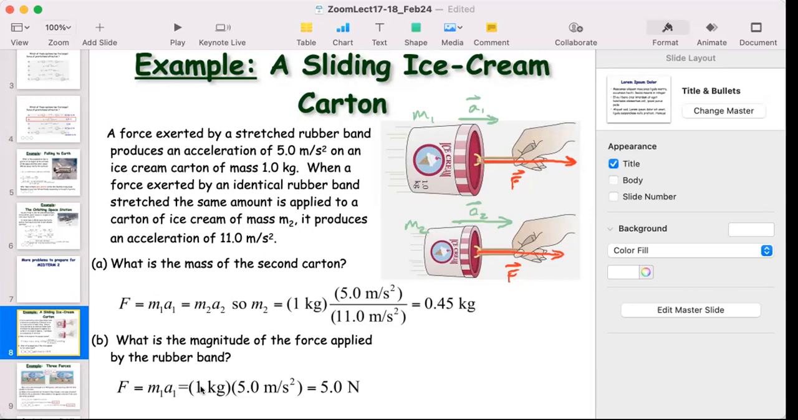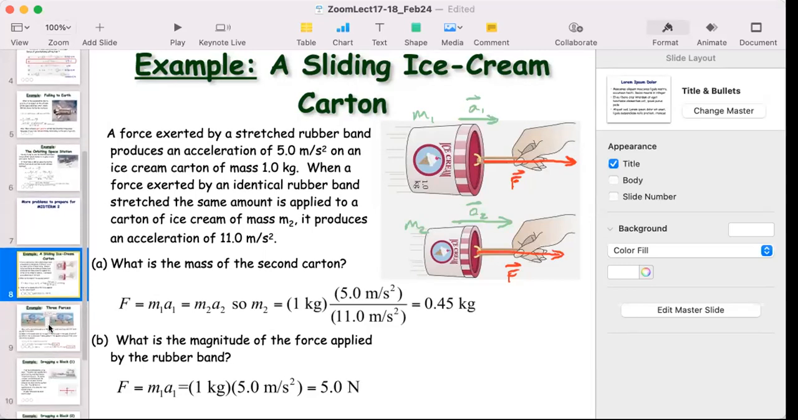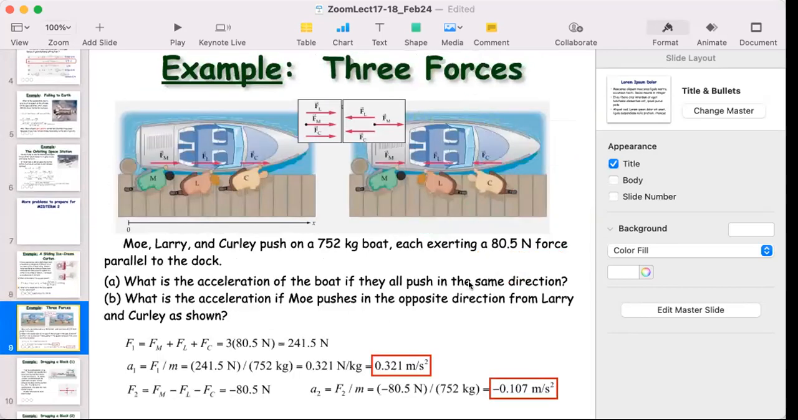Multiplied by a1. So 1 kilogram times 5 meters per second squared, which is 5 Newtons. And we know that the units are good because a Newton is kilogram meter divided by second squared. Very good. Any questions on this? If not, I think we're pretty good. Good.